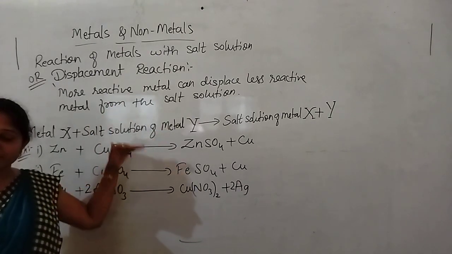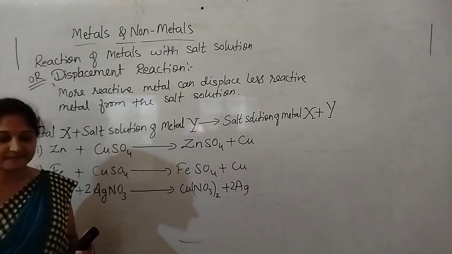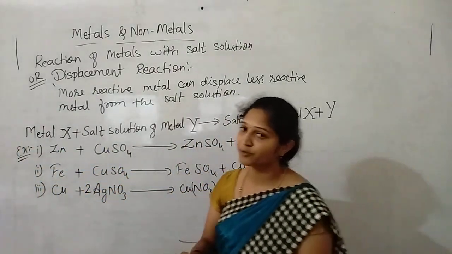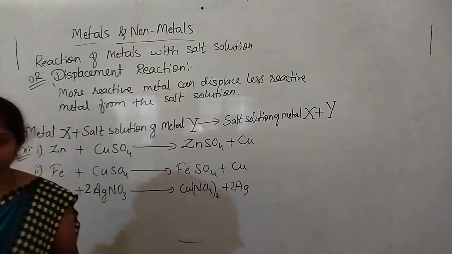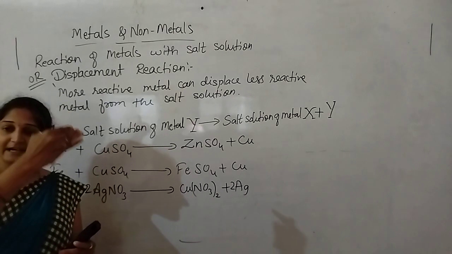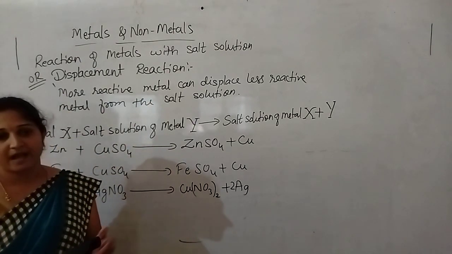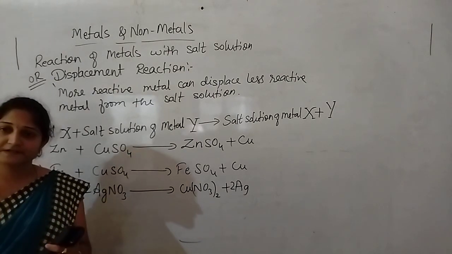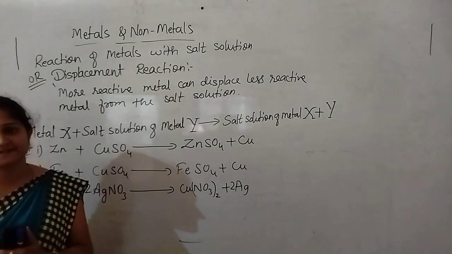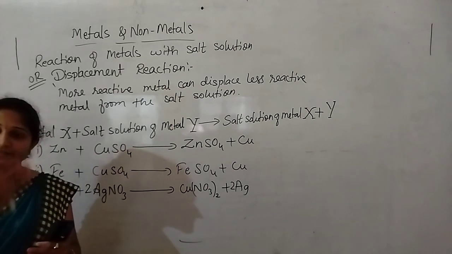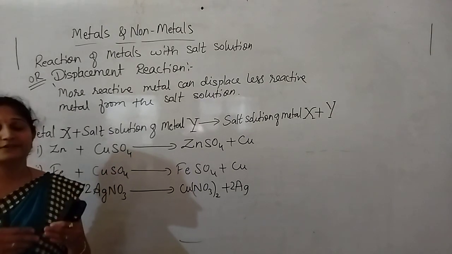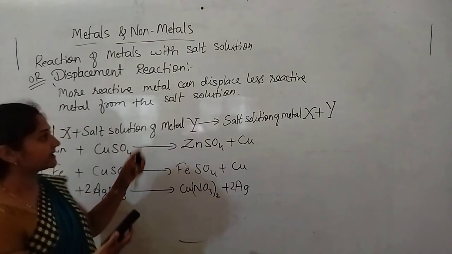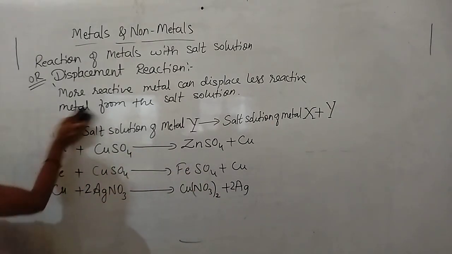Now we will discuss how these metals are arranged, and on what basis. I told you some metals react vigorously on the spot, sodium and potassium, which are very highly reactive metals. So they are arranged in decreasing order of their activity or reaction with oxygen, water and acids. That order is what we call the activity series or reactivity series.